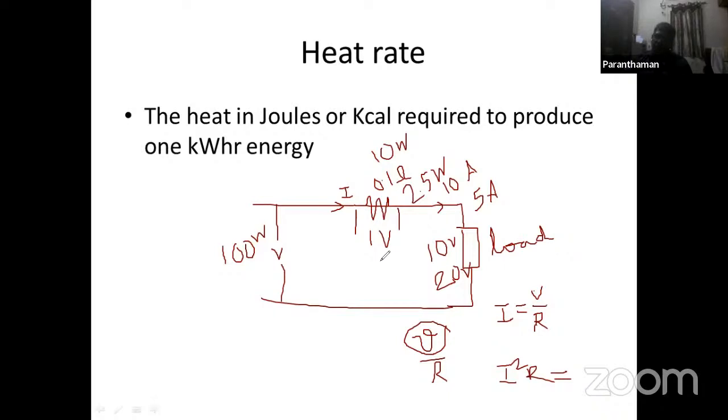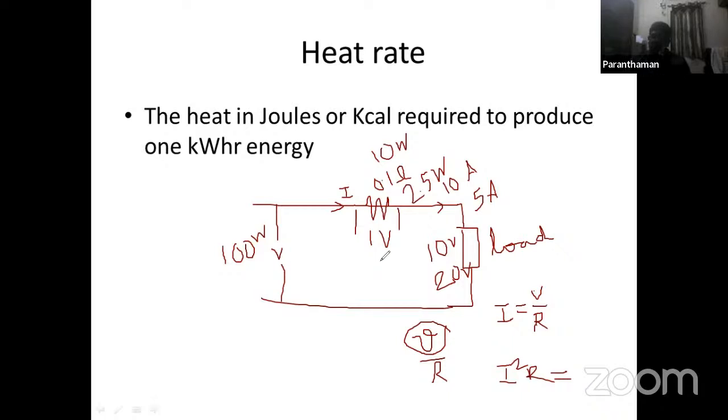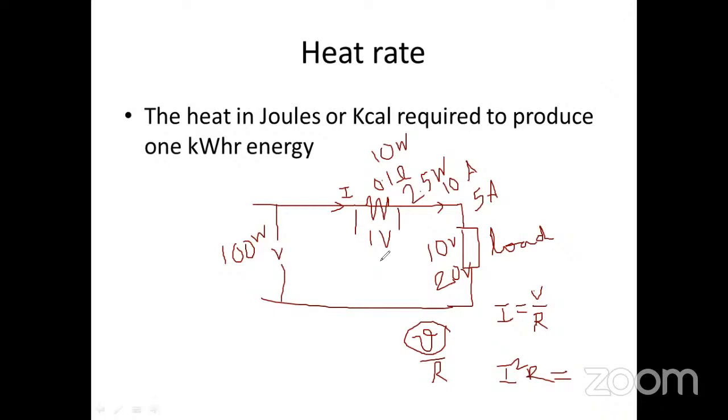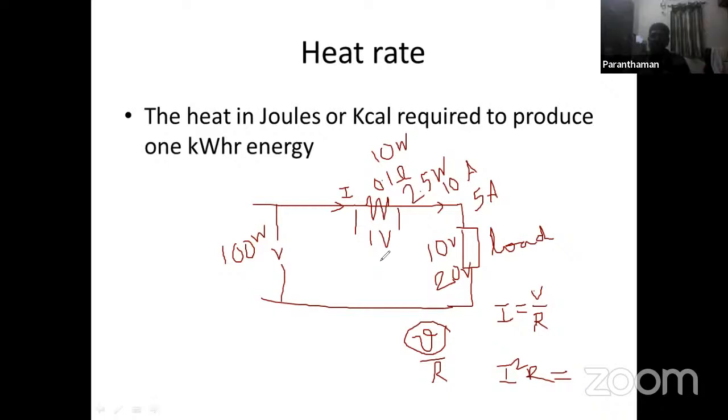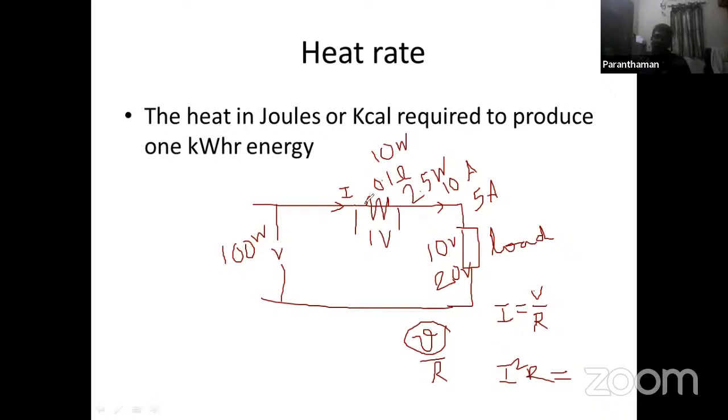Confusing still? Sir, don't get confused about first case, second case. We'll take only one case. The current flowing here is what? 10 amperes. This is the equivalent resistance. 10 square I square R: 10 square means 100 into R, which is 0.1. Totally we get 10 watts. 10 watts will be lost in this equivalent resistance.